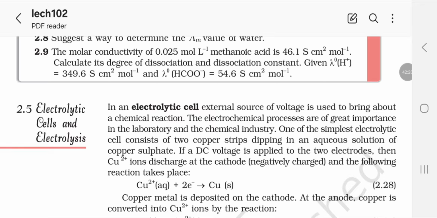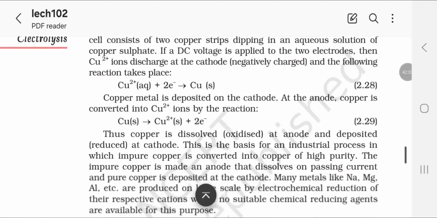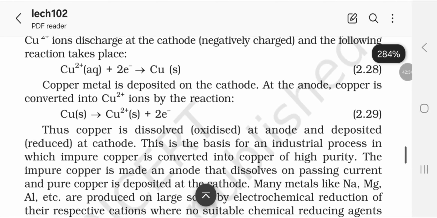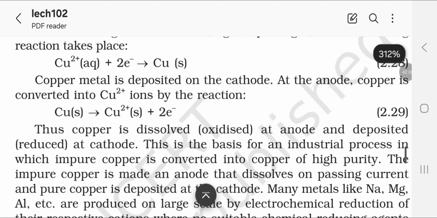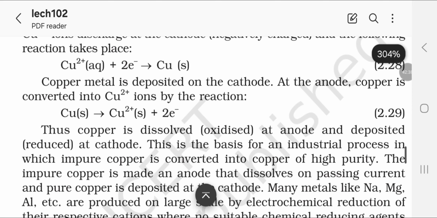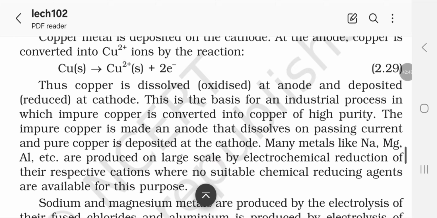If a DC voltage is applied to the two electrodes, then Cu2+ ions discharge at the cathode and the following reaction takes place: Cu2+ + 2e- gives Cu. Copper metal is deposited on the cathode. At the anode, copper is converted into Cu2+ ions by the reaction Cu gives Cu2+ + 2e-. Thus, copper is dissolved at the anode and deposited at the cathode.